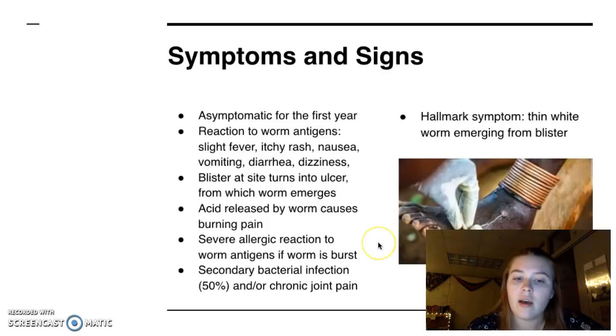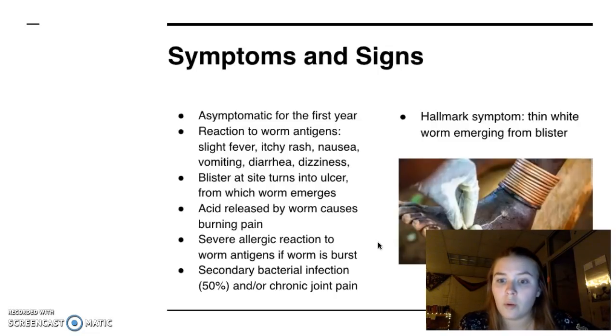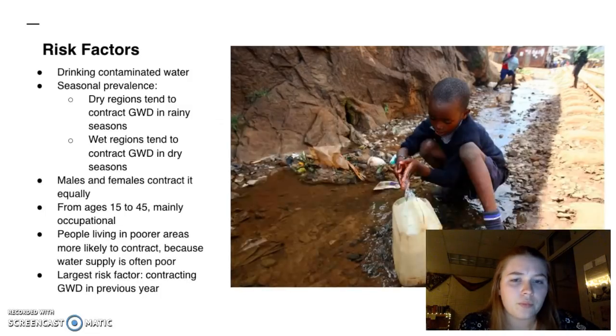He's being very gentle. You can also get a secondary bacterial infection in about half of cases, just because there's an open wound and the track that the worm has been on could have other stuff on it. And then you can get chronic joint pain because when the worms go to mature, they often hang out in the connective tissues.